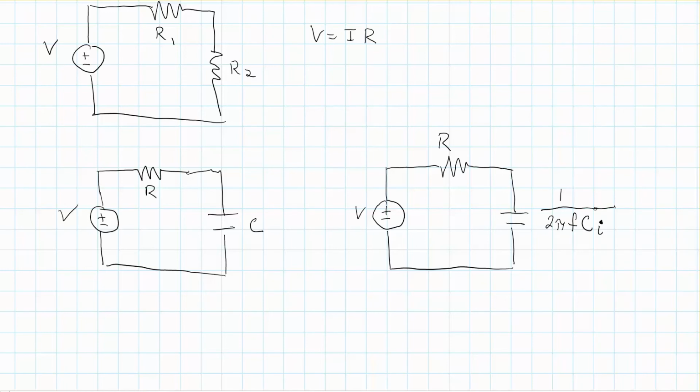So this capacitor value would change to 1 over 2 pi f C times this imaginary number i. F is the frequency, C is still the capacitance, it's the same C as here. And now when we transform it to a problem like this, we don't have to do differential equations. It just becomes an algebra problem. Yes, it's an algebra problem with complex numbers.